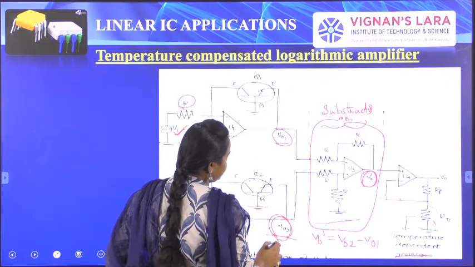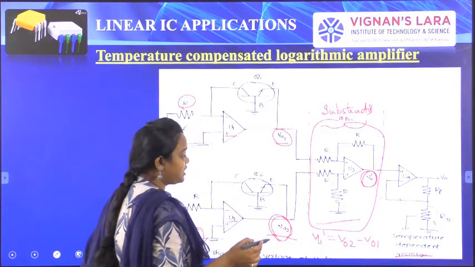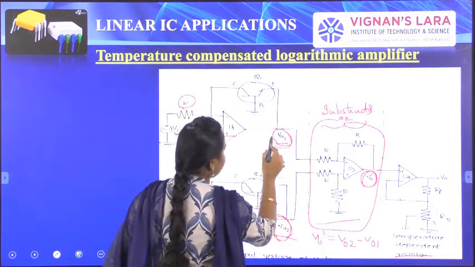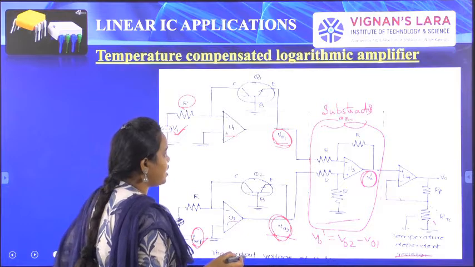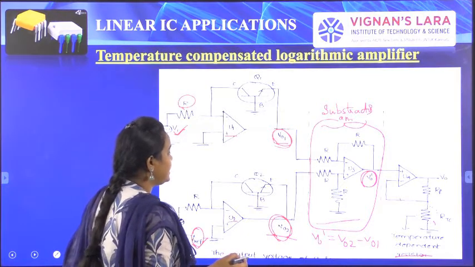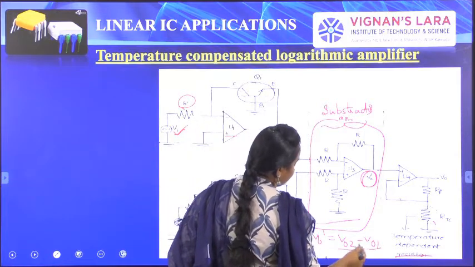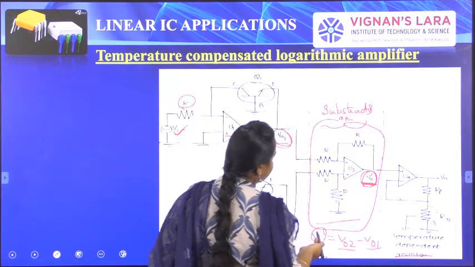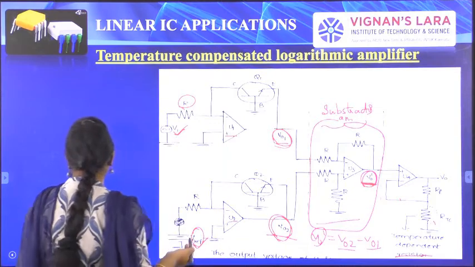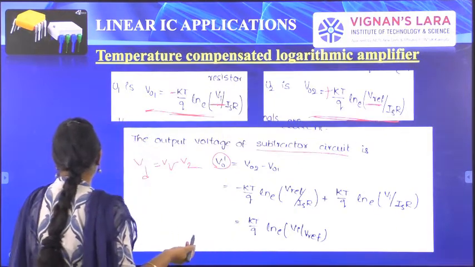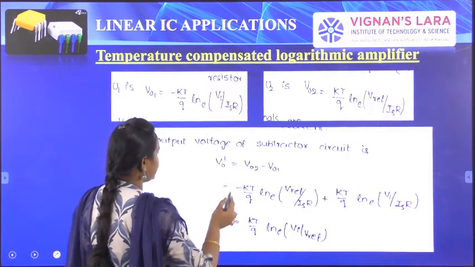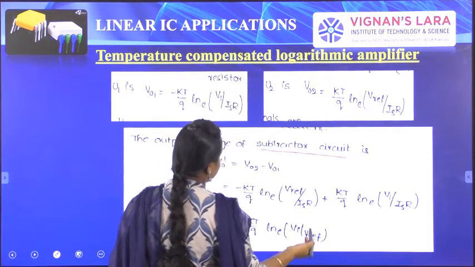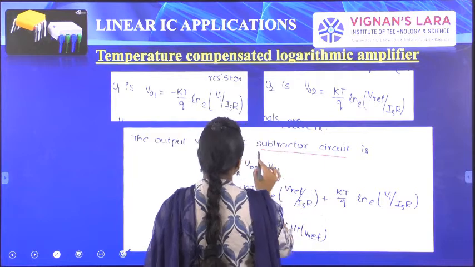V02 has the value kT by q logarithm of Vi by IS0, and V01 has the value kT by q logarithm of V reference by IS0. So we have V02 and V01, and simply we get the output V0 dash from the subtractor circuit. From this subtractor circuit, we get minus kT by q ln of V reference by IS0, and minus becomes plus.